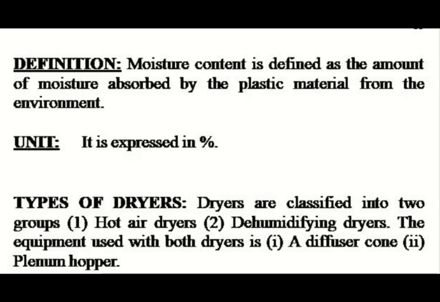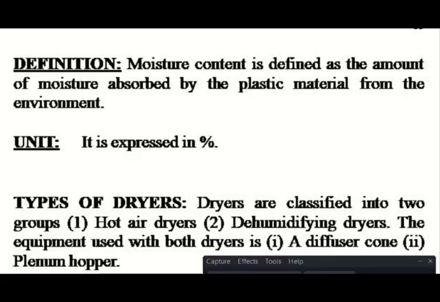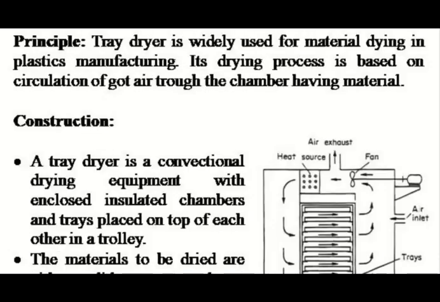Then we shall see the types of dryers. Dryers are classified into two groups: hot air dryers and dehumidifying dryers. The equipments used in both the dryers are the diffuser cone and plenum hopper. Now we shall see the construction, working principle and applications of tray dryers.